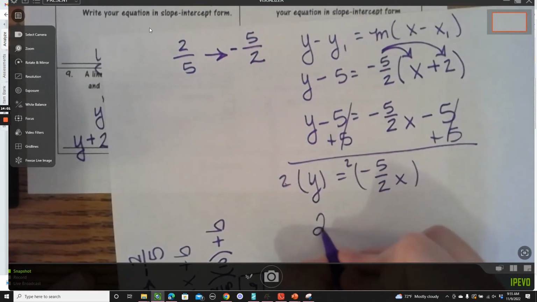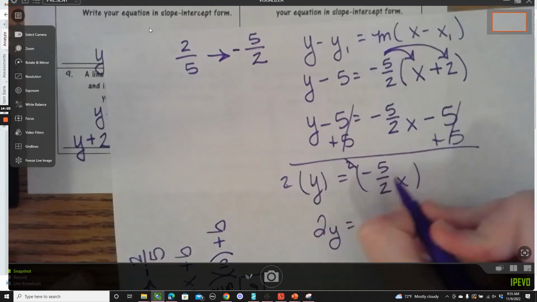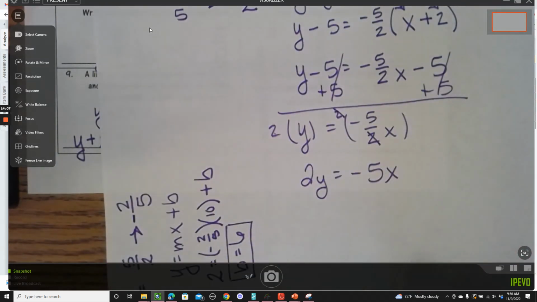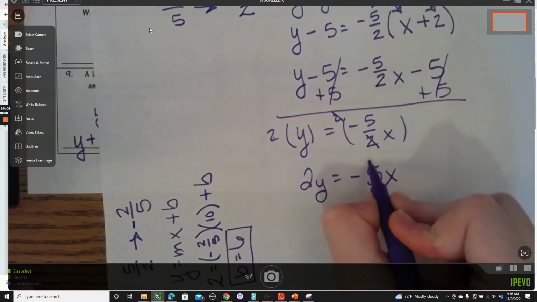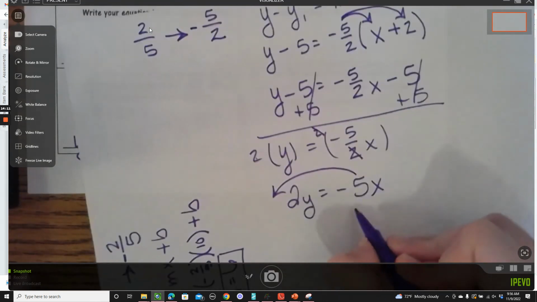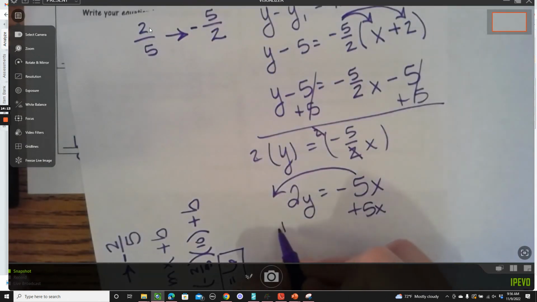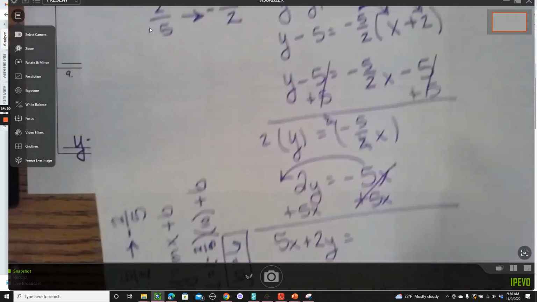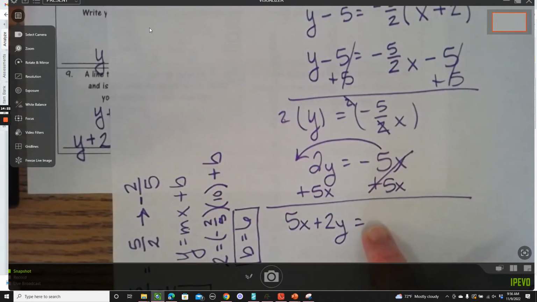So 2 times y is 2y. This 2 cancels this 2, so -5x. All right, what do I do next? Adding it, good. So 5x plus 2y. If this cancels, what's left over here? Nothing. So standard form, if there's nothing over there, you put a 0 there. You put a placeholder.